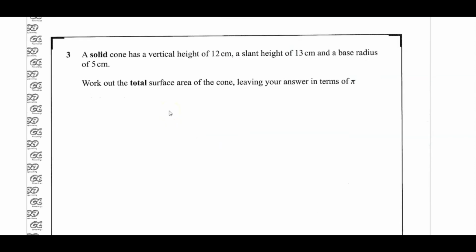This question says a solid cone has a vertical height of 12 centimeters, so h is equal to 12, a slant height of 13, and a base radius of 5. Work out the total surface area of the cone.